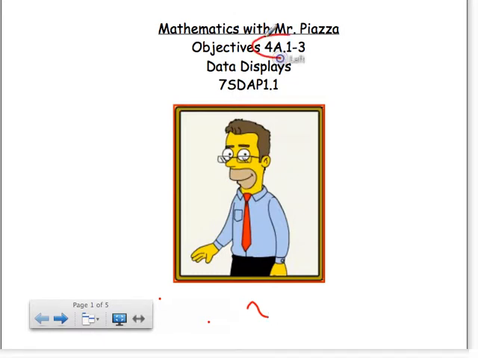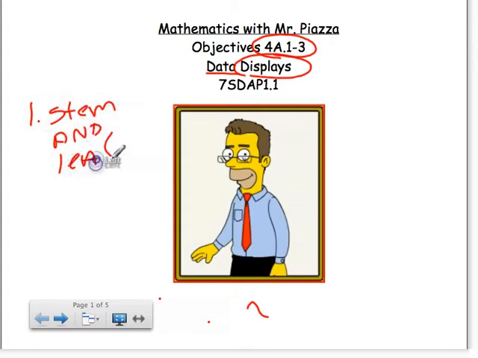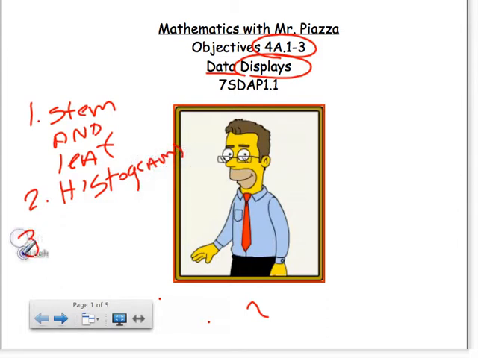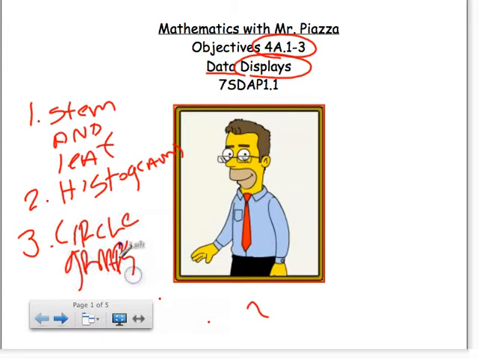We're looking at objectives 4.1 through 3. This is our last unit before the CST on data. And this video specifically is on data displays. The three being first, stem and leaf plots. Second, histograms. And the third one for this video, circle graphs. Circle graphs. It says it.